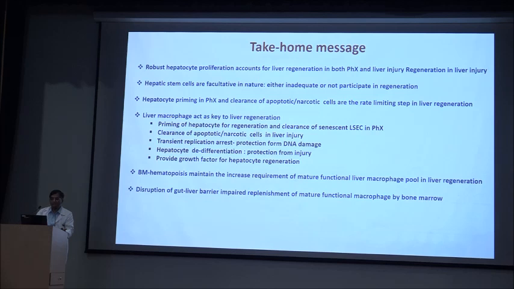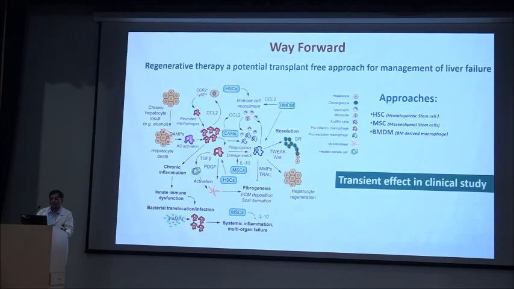Why do I say that? They prime the hepatocytes for regeneration, clear senescent cells and apoptotic and necrotic cells, support hepatocyte dedifferentiation and transient replication arrest, and provide growth factors for regeneration. Bone marrow homeostasis maintains the increased requirement of a mature functional liver macrophage pool. Gut disruption can decrease the production of mature functional macrophages needed for this process.